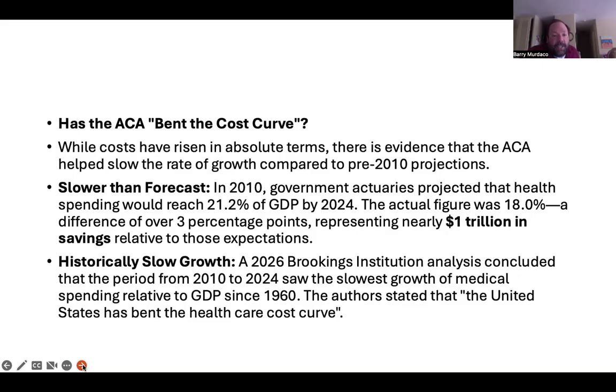Historically slow growth: a 2026 Brookings Institution analysis, a very mainstream think tank, concluded that the period from 2010 to 2024 saw the slowest growth of medical spending relative to GDP since 1960. The author stated that the United States has bent the healthcare cost curve. So, they're trying to give a good face to it, an optimistic projection. I would argue that, when you break it down into dollars and cents and what the average person is actually paying for healthcare, it's just not an affordable system, certainly.